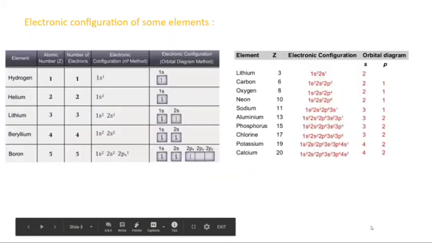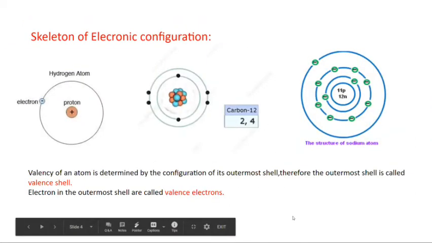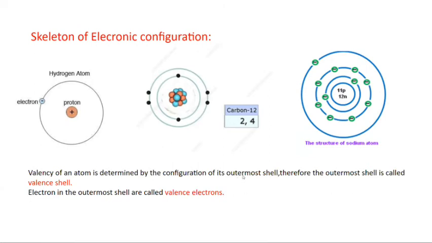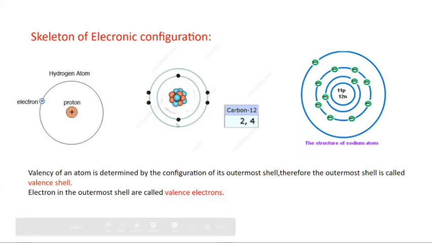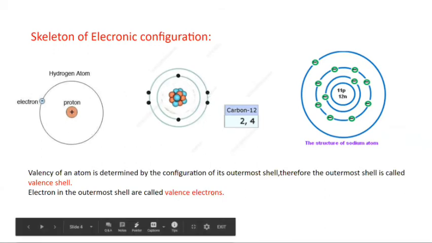Now valency. What is valency? The valency of an atom is determined by the configuration of its outermost shell. Therefore, the outermost shell is called the valence shell. You can see here, which is the outermost shell in this carbon element? Is the first shell outermost? No, the first shell is not outermost, but this second shell is outermost. The number of electrons here, you can see, is 4. So these 4 electrons are valence electrons.